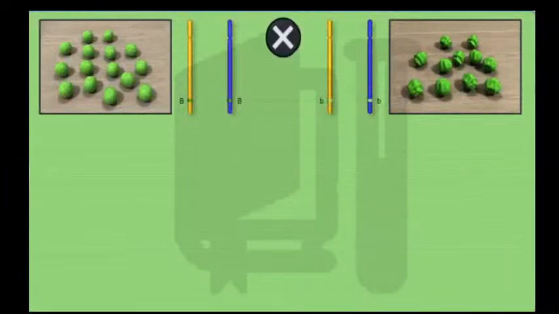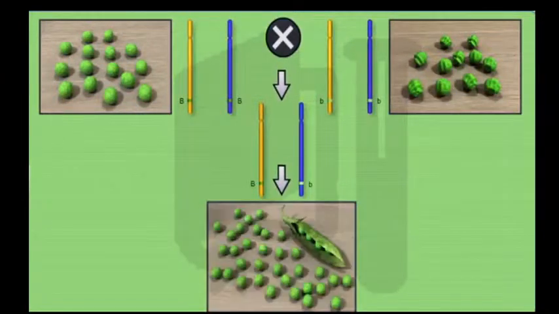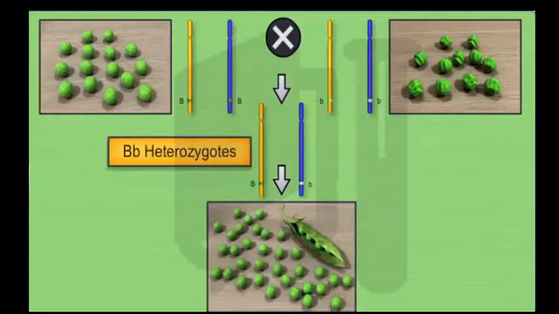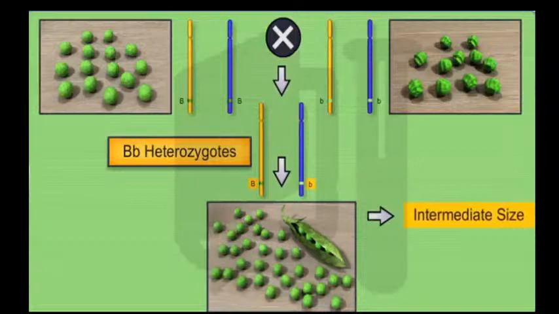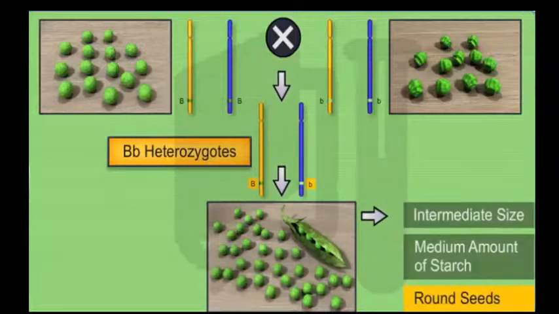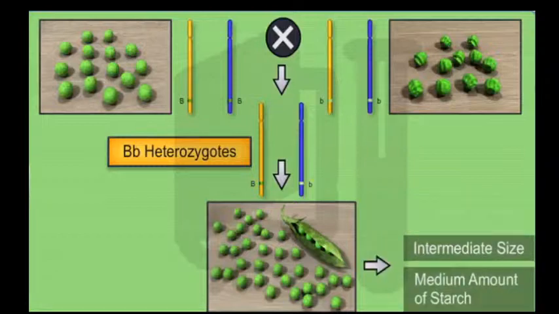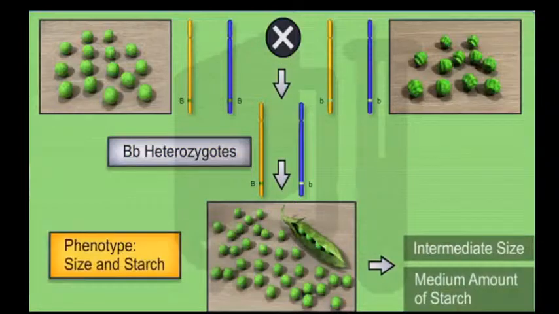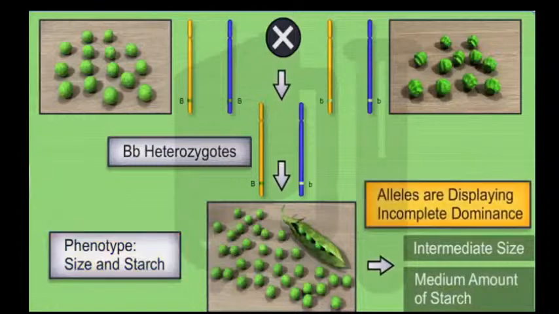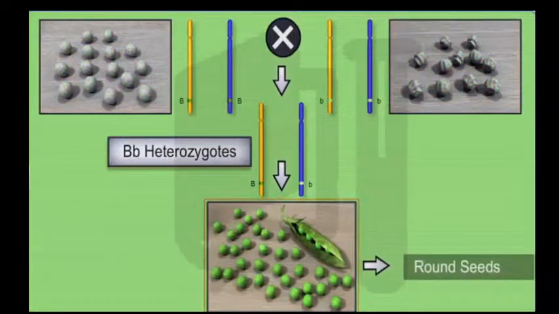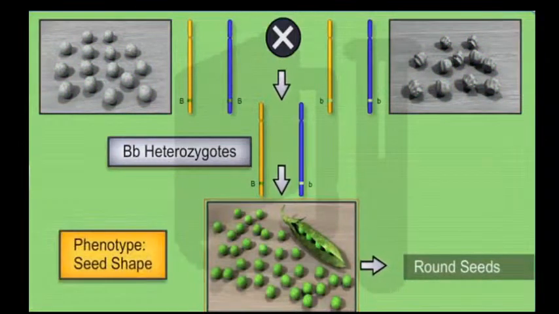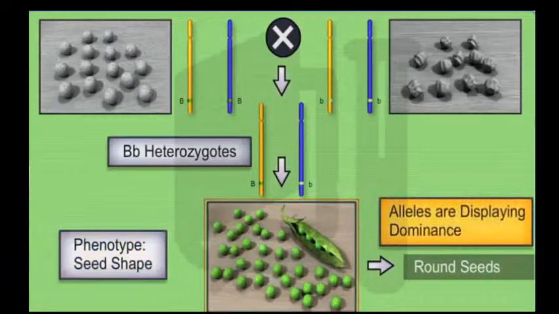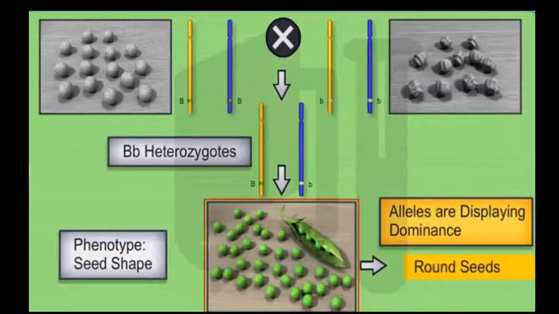Moreover, in the experiment conducted, the seeds or the starch grains produced by heterozygotes capital B small b were of intermediate size, but were round. Now, in this experiment, if we consider the starch size as the phenotype, then the alleles are displaying incomplete dominance. On the other hand, if we consider the shape of the seed as the phenotype, then the alleles are displaying dominance, as the seeds were round like one of the parents.